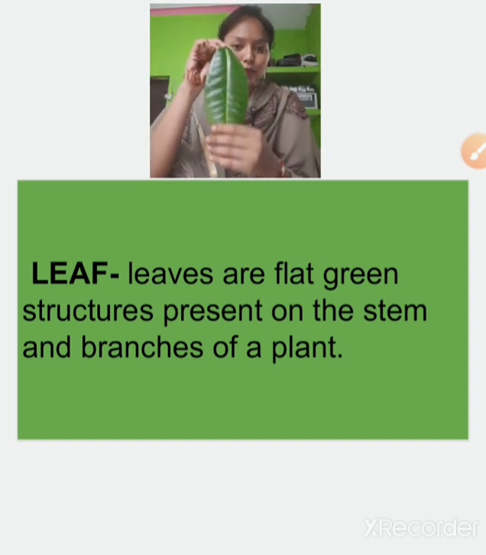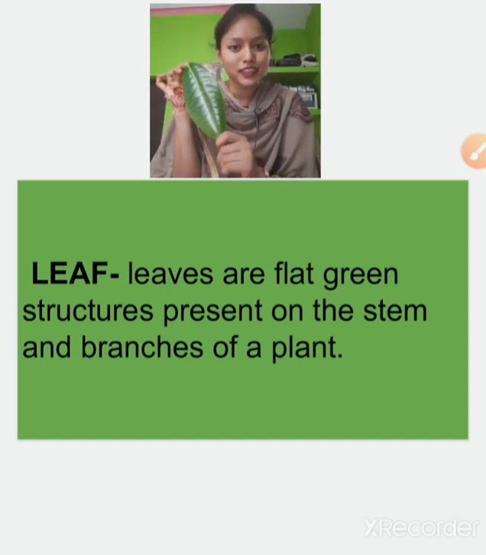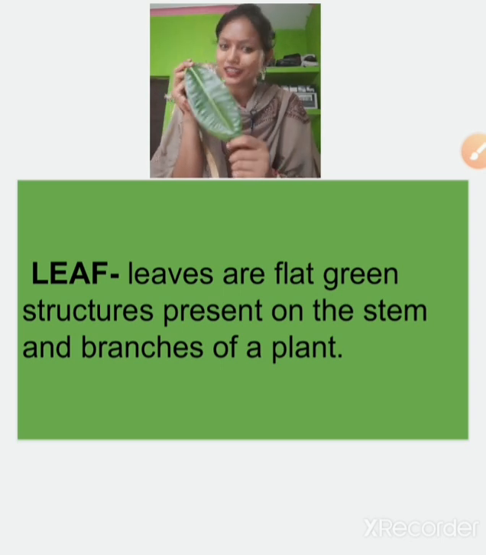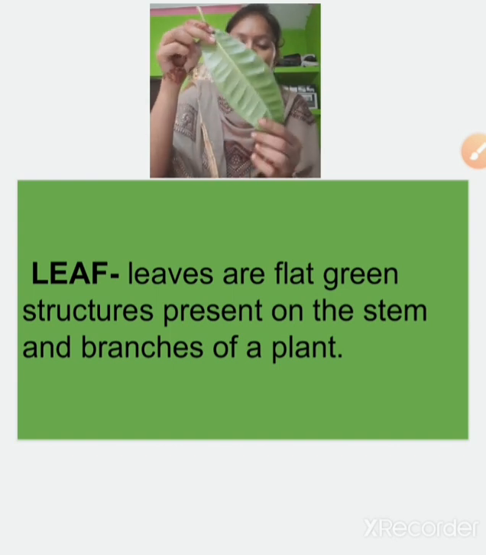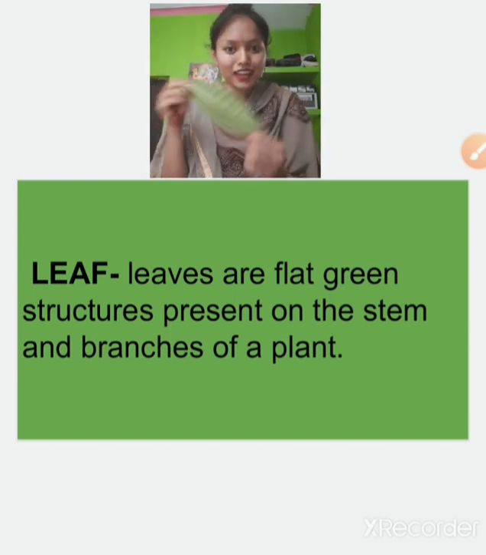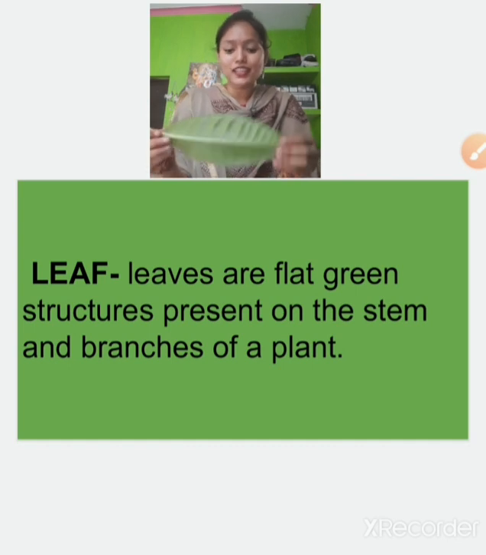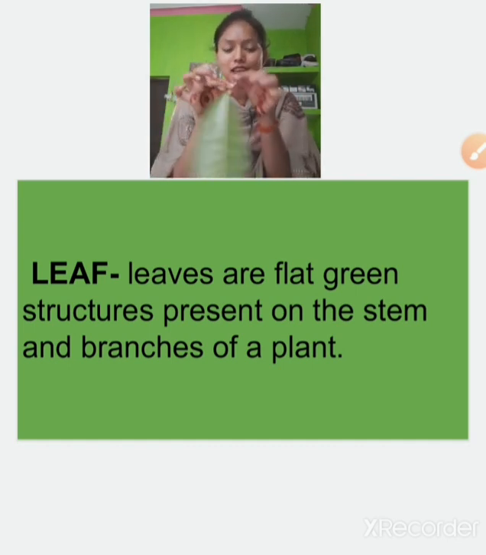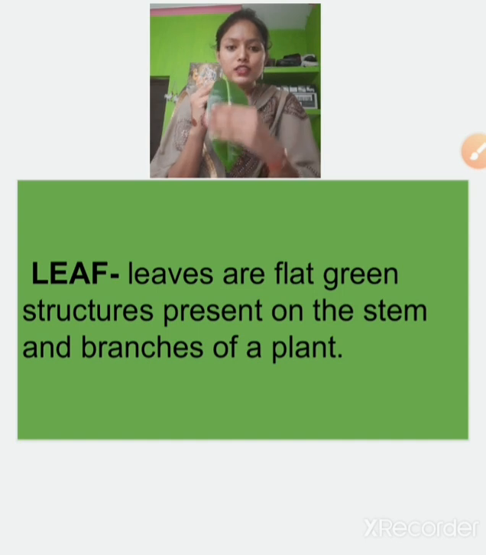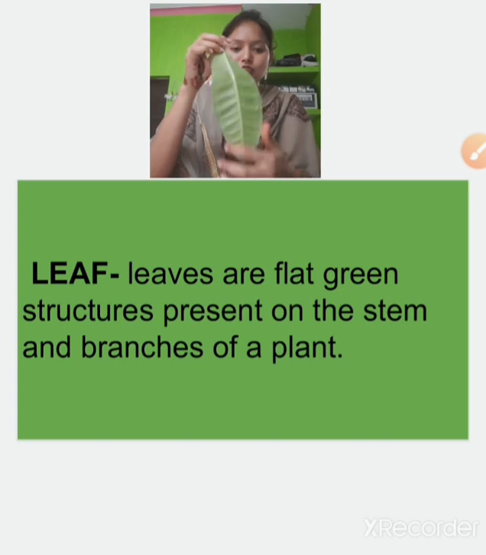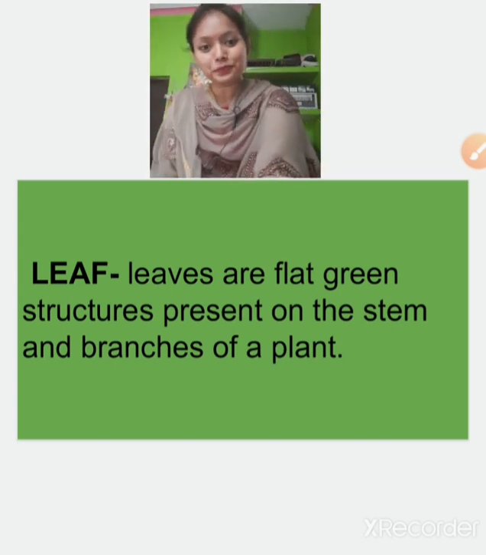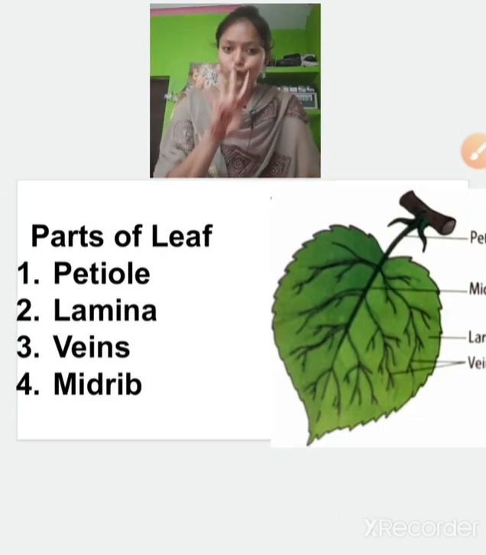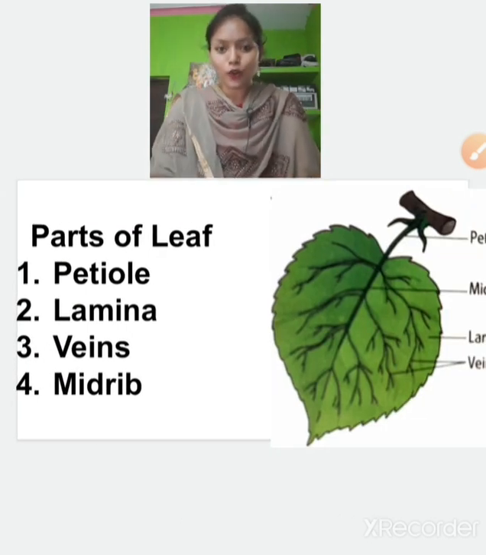Now what is this green part? This whole green part is lamina. Yes. And what are these lines that are drawn on the leaf? These are veins. Yes. So this is the petiole, this whole surface is the lamina, then this is the midrib, and these small design arrangements on the leaf are known as veins. So main four parts are there. Is it clear about the leaf? Hope it is clear.